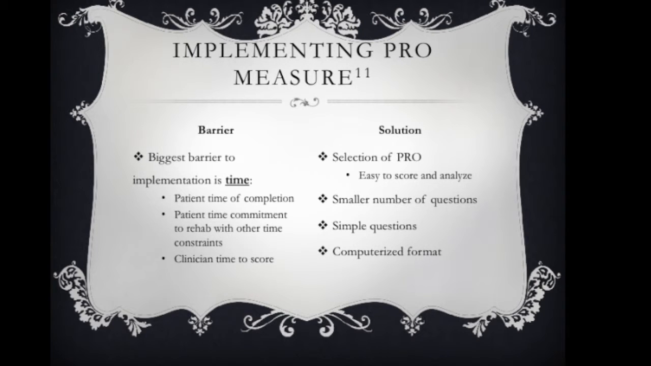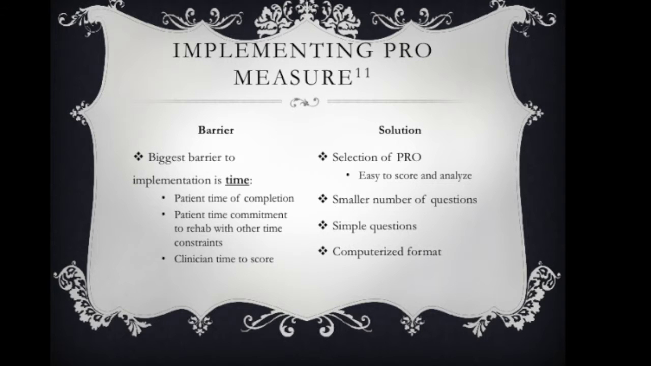The biggest barrier that I face is time. Again, I said I have an hour, and I usually have on average 10 to 15 athletes or patients in here at any given time that are needing rehab and doing their therapy plans. So we're looking at patient time of completion, patient time commitment to rehab with their other constraints, whether it's team meetings or schoolwork or anything like that. And then clinician time to score.